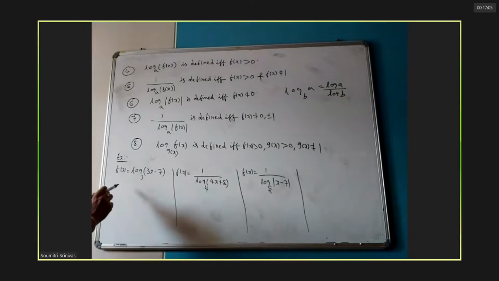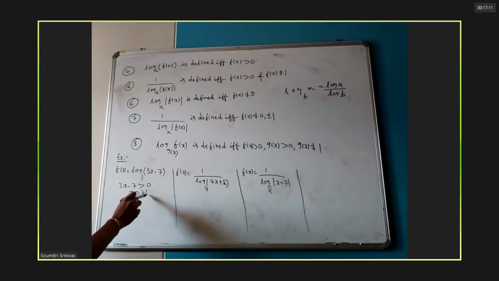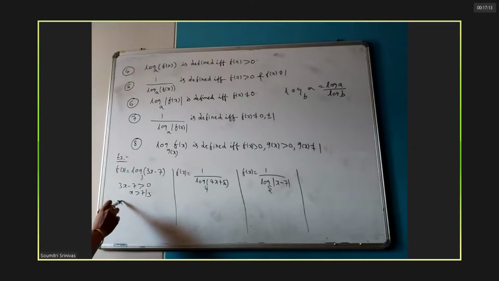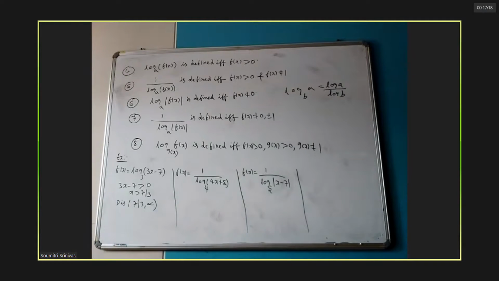What will I get, man? 3x minus 7 greater than 0, x greater than 7 by 3. What's the domain? 7 by 3 comma infinity. Okay, next one bolo.